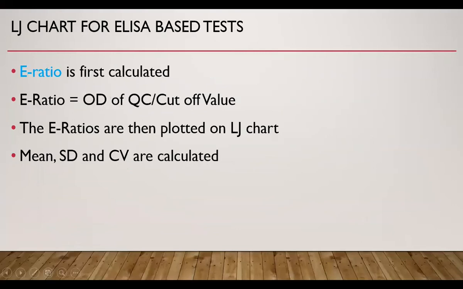We should prepare an LJ chart for ELISA based tests, and for the LJ chart, first the E ratio is calculated. E ratio is equal to the OD of the quality control sample divided by the cutoff value, and the E ratios are then plotted on the LJ chart. Then mean, standard deviation and coefficient of variance are calculated.